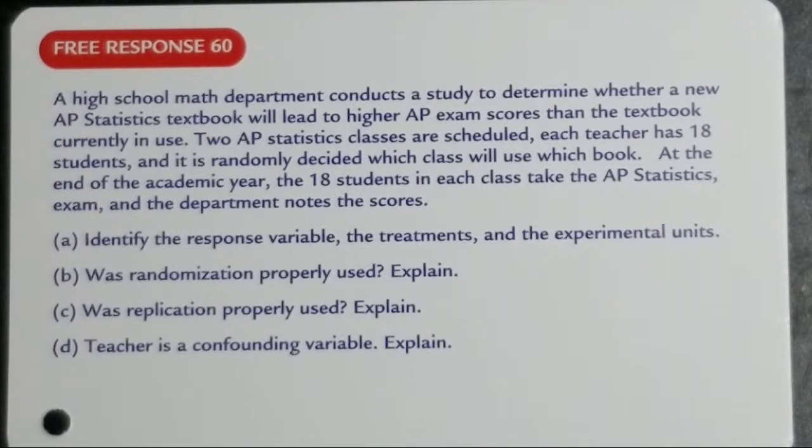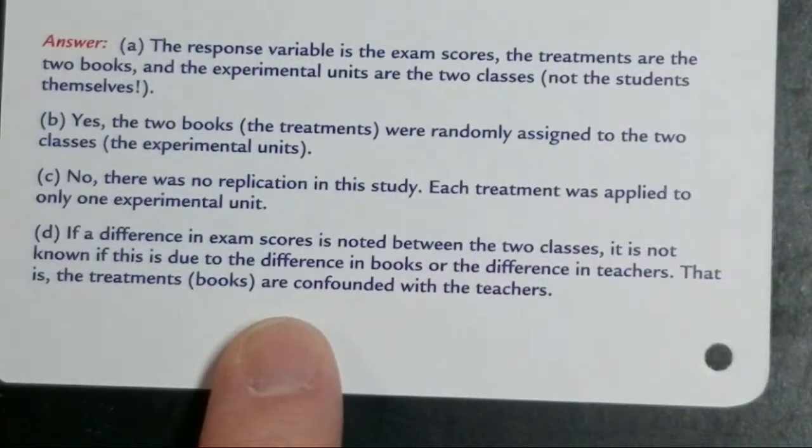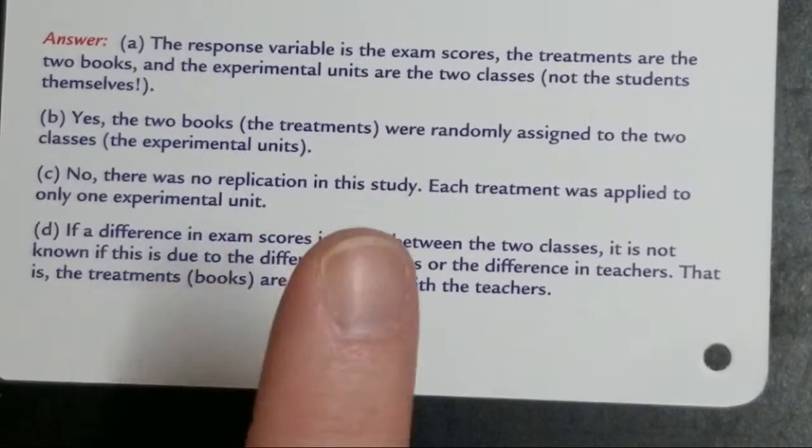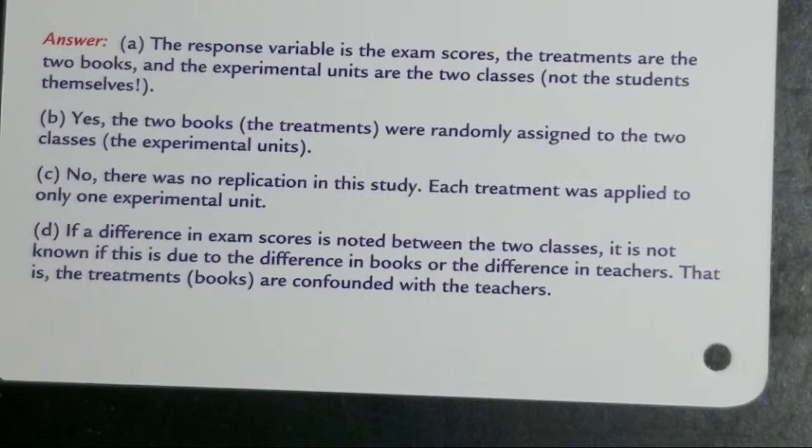Teacher is a confounding variable. Well, of course, teacher is a confounding variable. Are there two different teachers? Two AP statistics classes, each teacher. Yeah, so there's two different teachers. Teacher is a confounding variable because different teachers have different ability levels. One teacher might be better than the other. Who knows? If you really wanted to run this experiment, you'd have to have the same teacher teaching both classes. Let's see what the back of the card says. If a difference in exam scores is noted between the two classes, it is not known if this is due to the difference in books or the difference in teachers. That is, the treatments are confounded with the teachers.